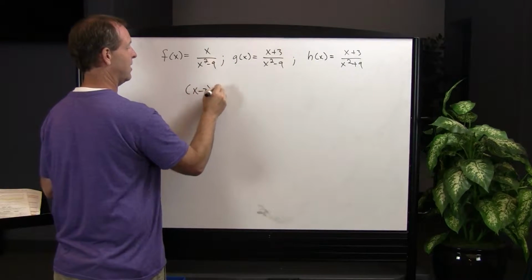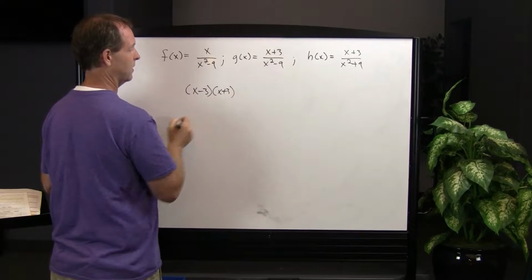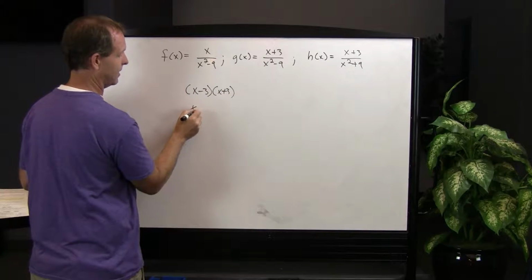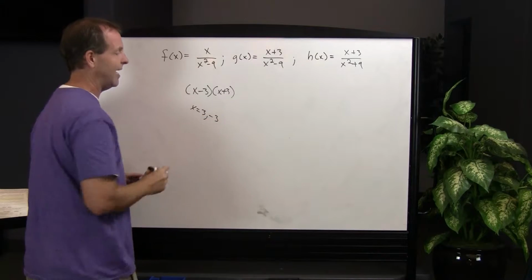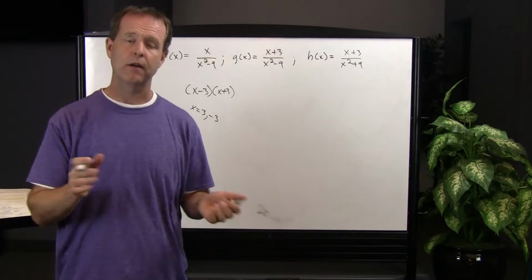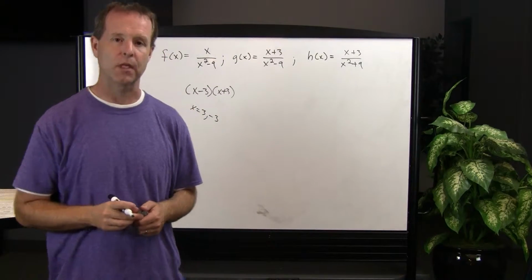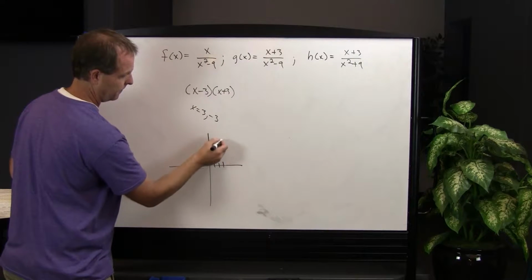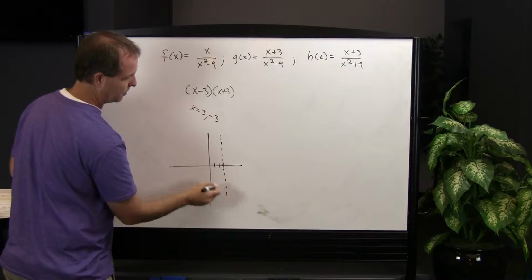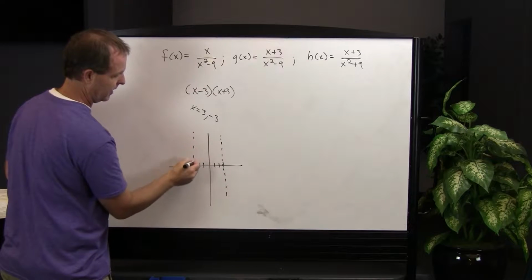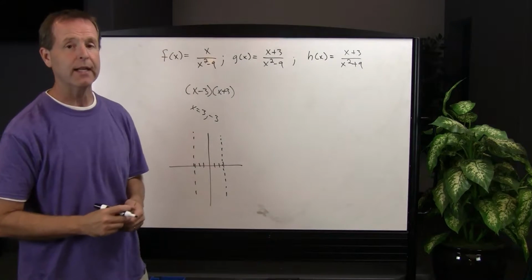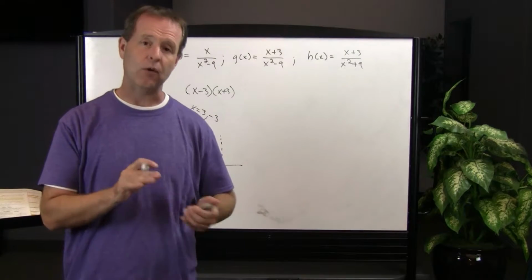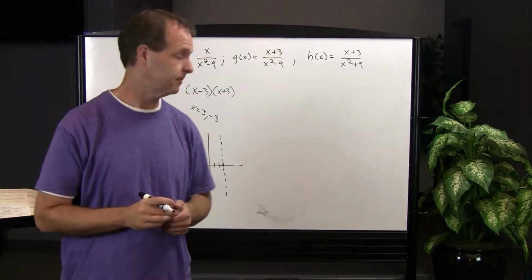Factors down to x minus 3 and x plus 3. So that tells me I have zeros at x equals 3 and x equals negative 3. And those are the points where vertical asymptotes occur. So if I were to graph that, I would use a dotted line at x equals 3 and a dotted line at x equals negative 3. And there I have discovered where that graph has vertical asymptotes.